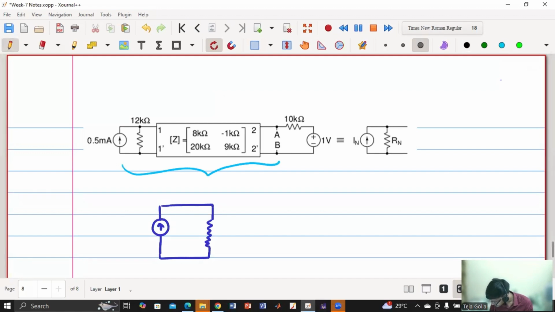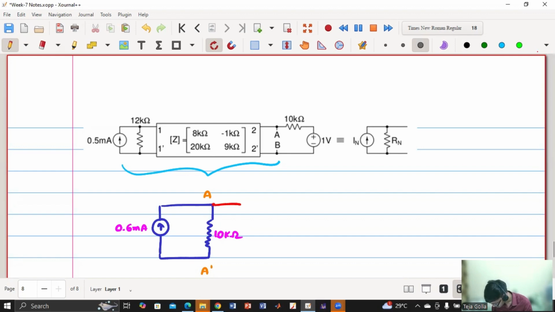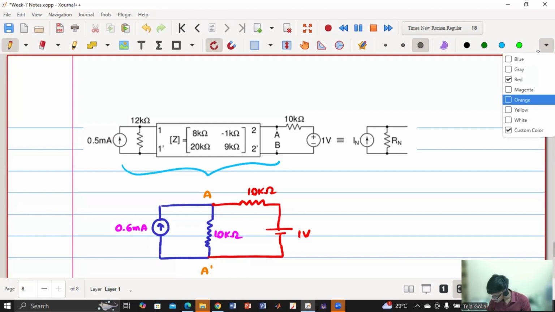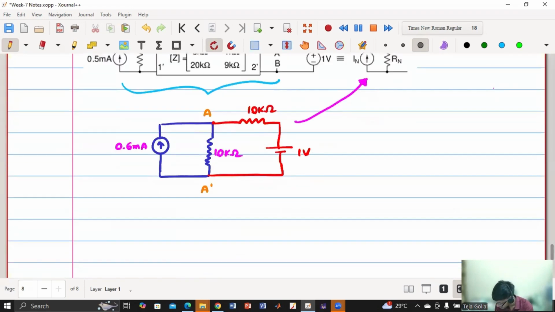So this is 0.6 milliampere and 10 kilo ohm, and this is A and this is A dash. Now we'll connect the resistor, which is 10 kilo ohm, and 1 volt. So this is our overall final circuit. But this has to be converted into this format. I want one current source and resistance. So for this part, we'll do source transformation.